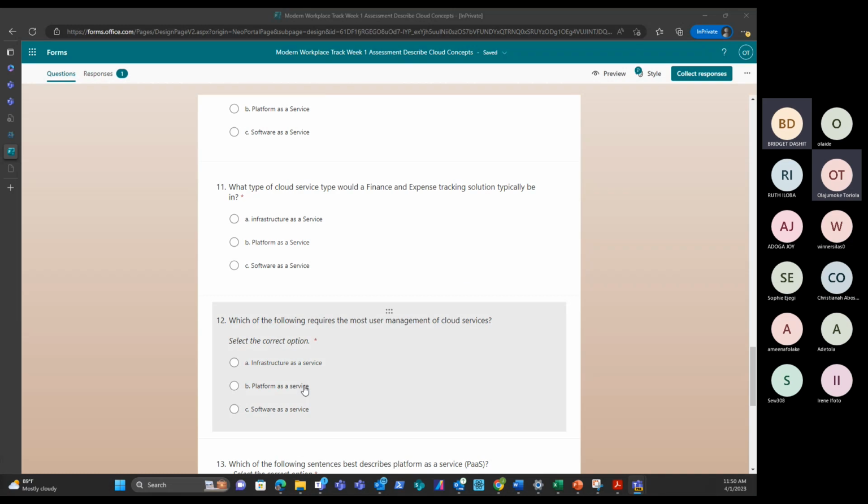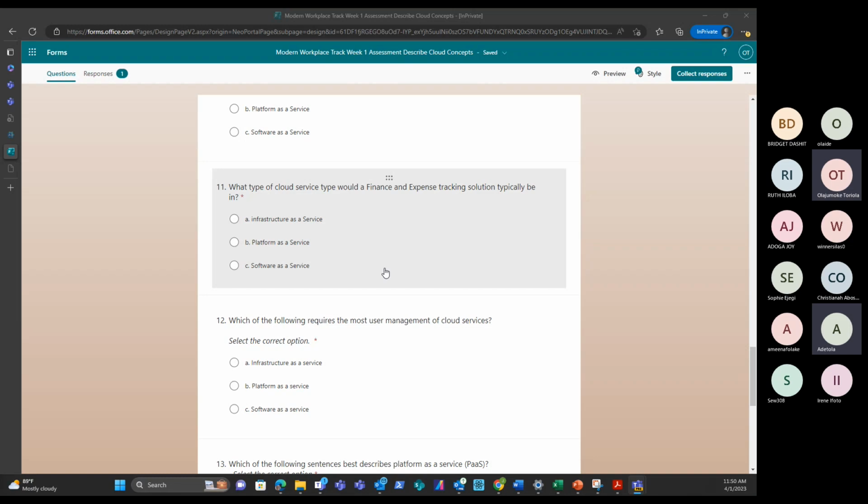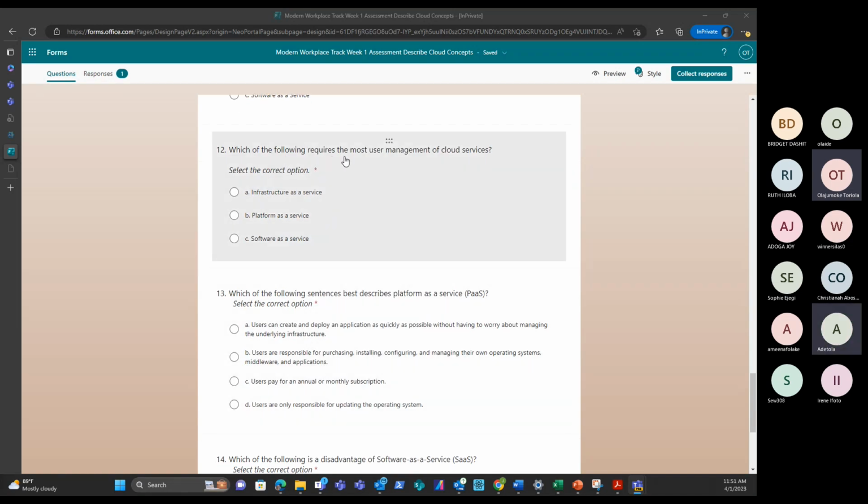So number 11. Please, hands down. What type of cloud service would a finance and expense tracking application typically be in? This is a giveaway. Olaide. SaaS. All right, SaaS is the correct answer, giving you 4 points, still making group D leading.